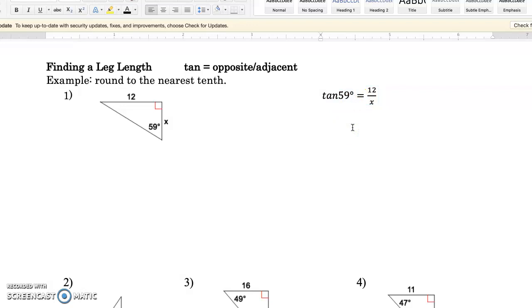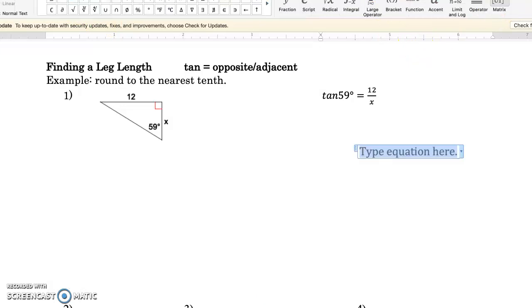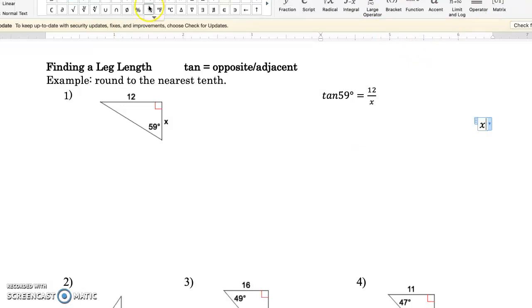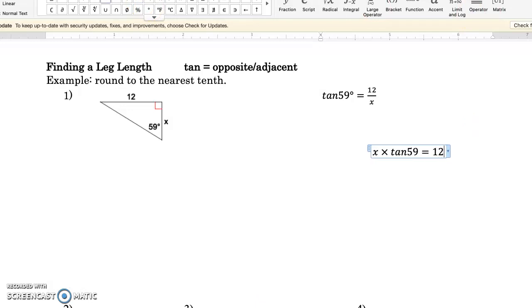Then from there, you want to compare, well, what are the sides? Opposite of 59 degrees is 12. 12 goes in the numerator. What is the adjacent side to 59 degrees? X. That goes in the denominator. Once you have set up what you are comparing, we are going to cross multiply for some of the questions. So I'm going to take X and cross multiply by the tangent of 59 degrees. So what your work would be is X times the tangent of 59 degrees is equal to 12.